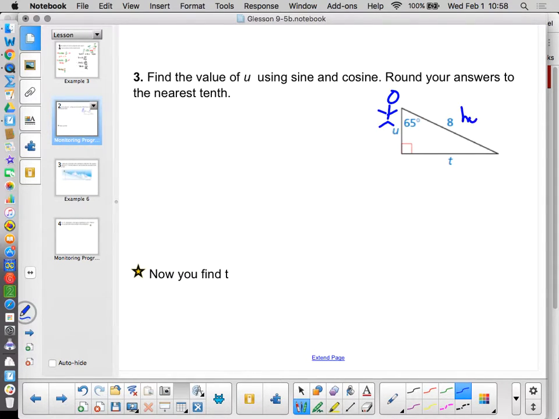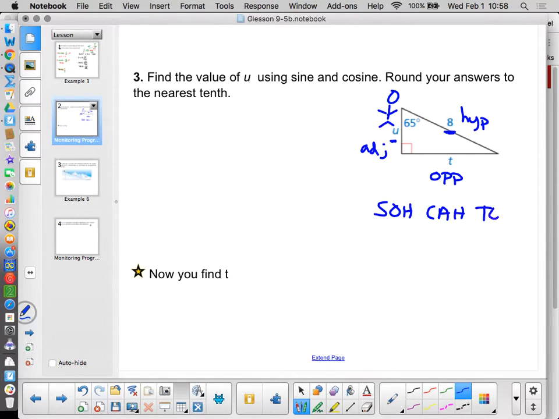8 is the hypotenuse, T is the opposite, and U is the adjacent. So again, we start out by identifying our parts according to the perspective of the angle that we're using. Now, it just wants us to find U, so U is the adjacent, and the known side, 8 here, is the hypotenuse.